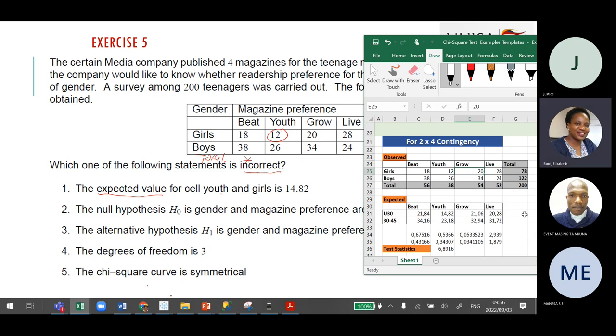Okay, so we calculated at the bottom. I need to also fix the bottom to reflect the same titles as the ones at the top. So number one, calculate the expected value of youth and girls. We know that the row total of girls is 78, multiplied by the column total of 38. It will be 78 times 38 divided by 200, which gives us 14.82. Then that is correct.